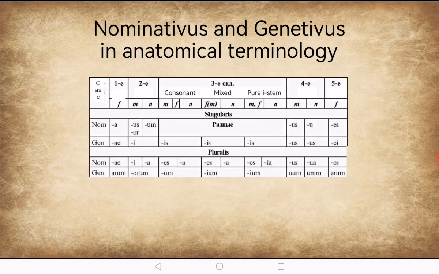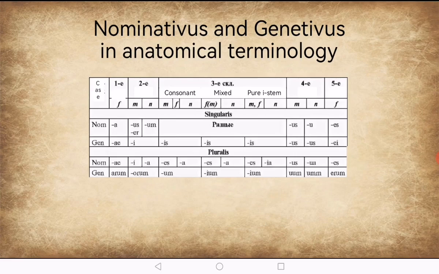You see that the second declension has masculine and neuter gender. In nominative singular, masculine gender of the second declension has the ending US and ER, for example, muscle, musculus. Neuter in nominative singular has the ending UM, for example, cranium.